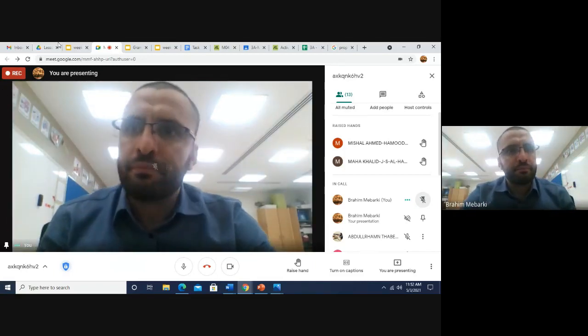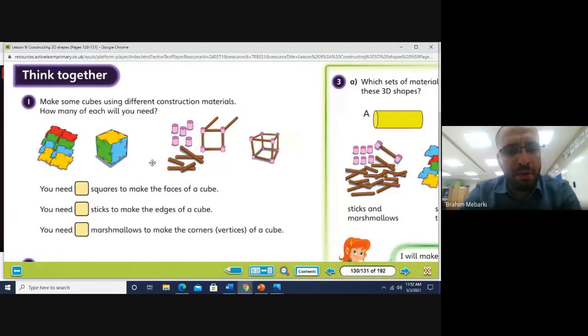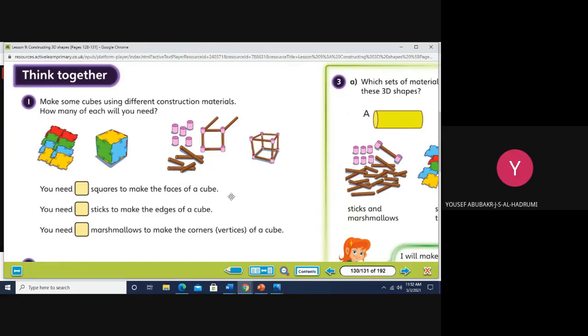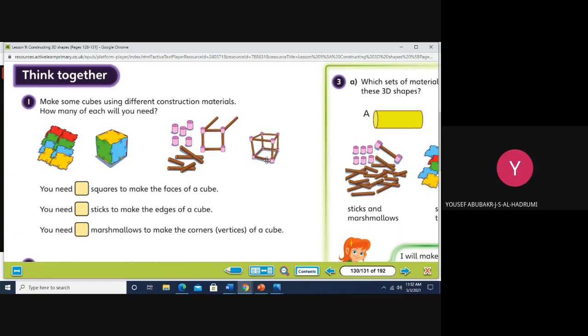Okay? Next question. How many marshmallows do we need in order to make the corners or the vertices of a cube? How many marshmallows? 4. 4? 6. 6? Count. This is the cube. The shape is here.